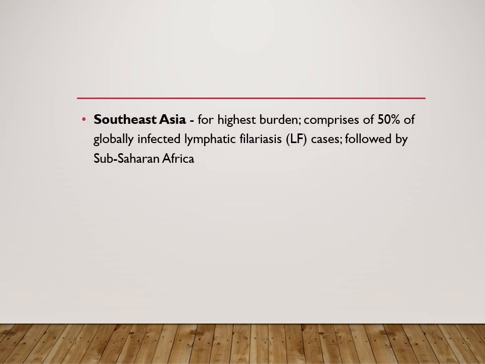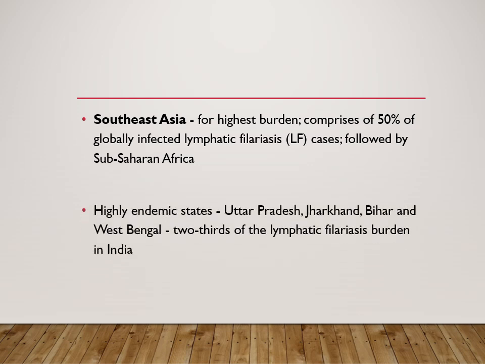Now, where are these infections mainly present, and which countries are affected? Southeast Asia shows the highest burden. So 50% of the total infected patients in the world are mainly present in Asia, followed by sub-Saharan Africa. Now, highly endemic states in India: the maximum cases are noticed in Uttar Pradesh, followed by Jharkhand, Bihar and West Bengal. So these four states are responsible for 2/3 of the filariasis burden in India.